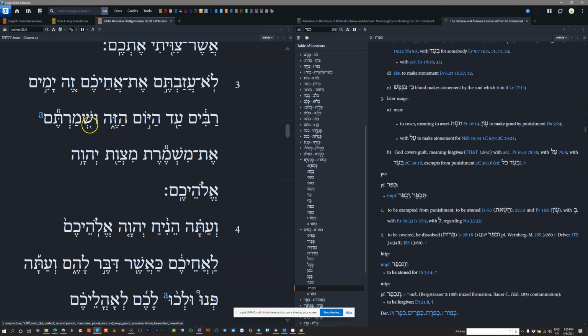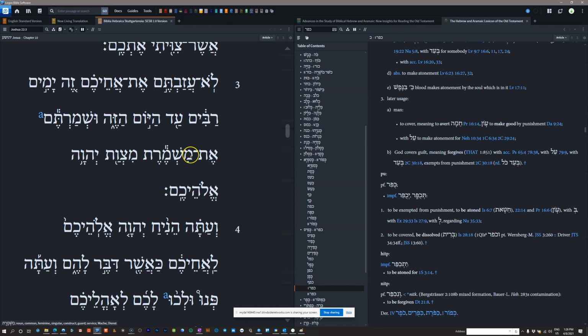And ushmartem, you have kept what? Mishmeret. So mishmeret here, you have kept mishmeret. Mishmeret is basically what you keep. So what do you keep? You have kept your duty. You have kept your responsibility. You have kept your guard, something like that. You have guarded your guard, something. You have kept what you're supposed to keep.